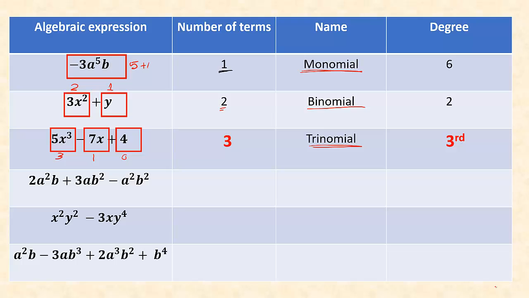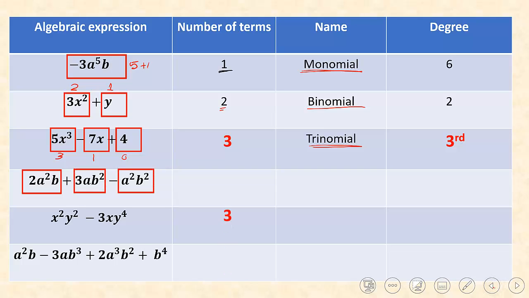Let's go now to the second one. 2a squared b plus 3ab squared minus a squared b squared. I have here 3 terms forming this expression. And when I have 3 terms, it's called a trinomial. What is the degree? The degree I determine according to the highest degree of the terms. So let's go and calculate the degree of each term. The first term is a to the power of 2, b to the power of 1. So the degree here is 2 plus 1, which is equal to 3.